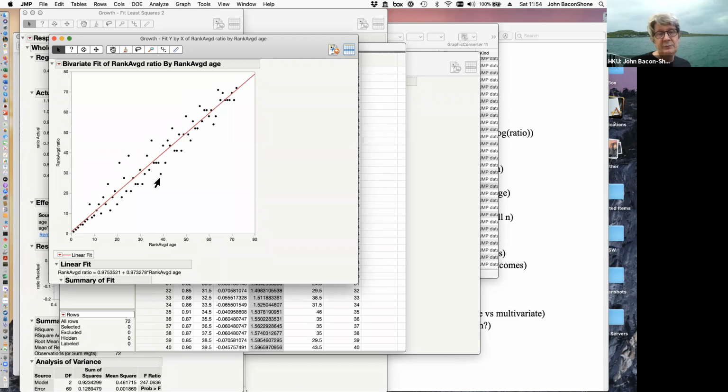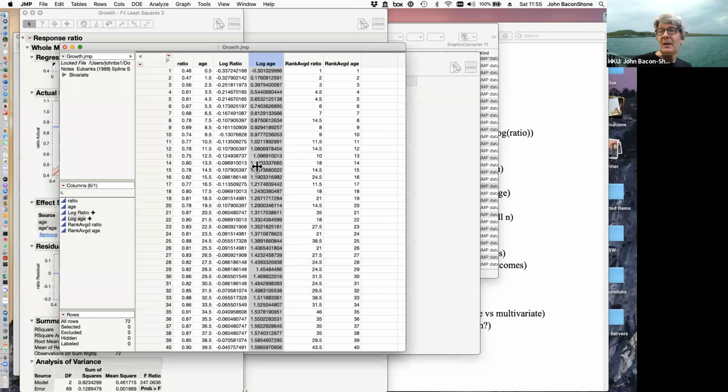Okay, so that just gives us another way to approach this problem and gives us the confidence that our conclusions on how ratio depends on age do not depend very much on the particular functional relationship between age and ratio. It's just generally telling us as age goes up, ratio goes up, and to a reasonable approximation, that's an exponential relationship.